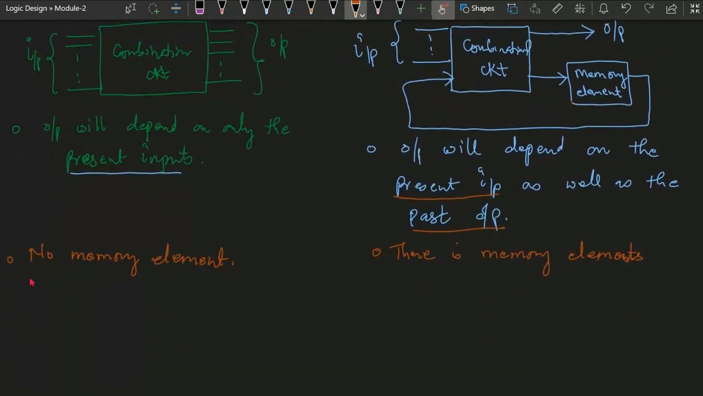We can conclude from here that there is no memory in combinational circuits, but there is a memory in sequential circuits. Further, we can say that if there is no memory, there is no feedback. There is no feedback from the output side to the input side in a combinational circuit. But in a sequential circuit, there is a feedback from the output side to the input side. This is the feedback part.